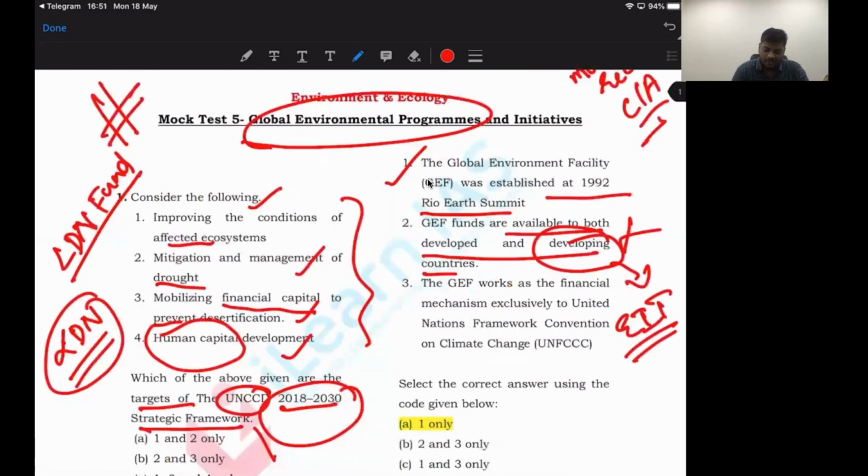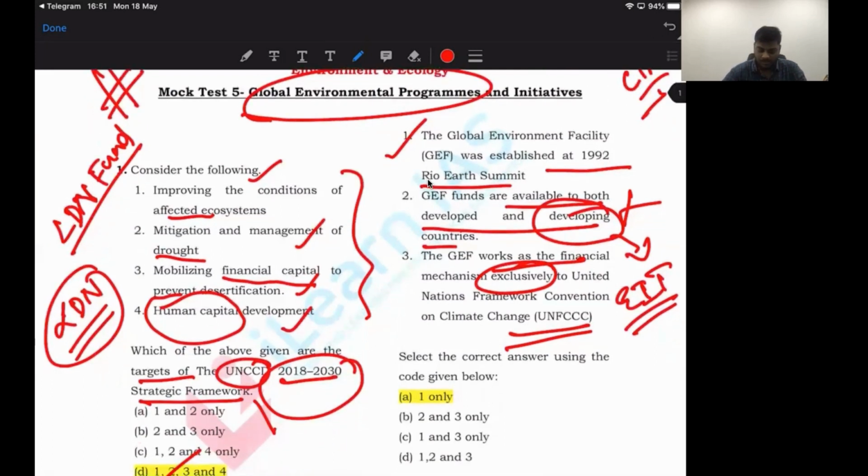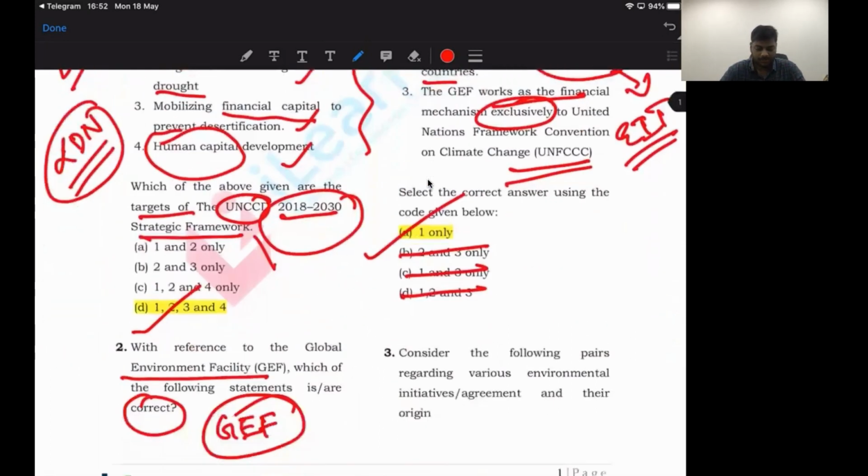Then, GEF works as the financial mechanism exclusively for UNFCCC. Is there any rotten tomato there? It facilitates finance for most of the major environment related conventions. So exclusively for UNFCCC is a wrong statement, which is the rotten tomato. If you eliminate the third one, you'll get the answer as A, one only. Got it. So this is it. The second question's answer is A, one only.